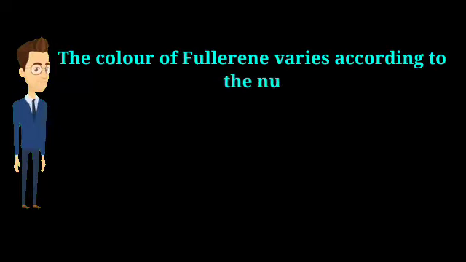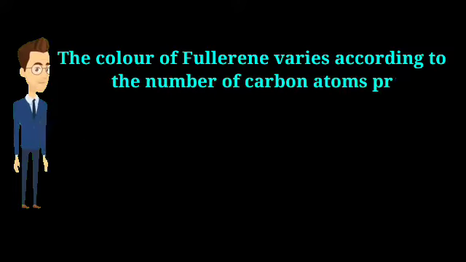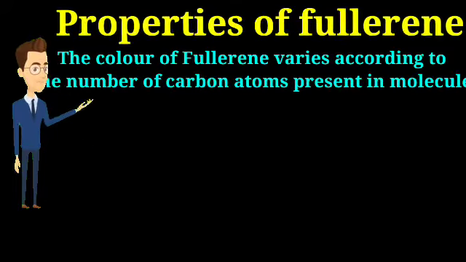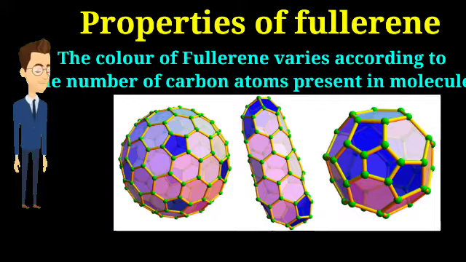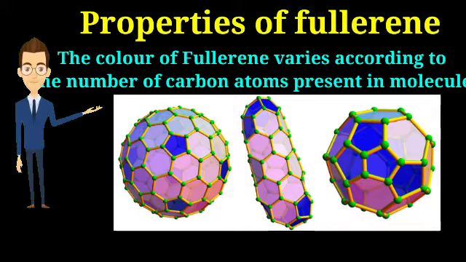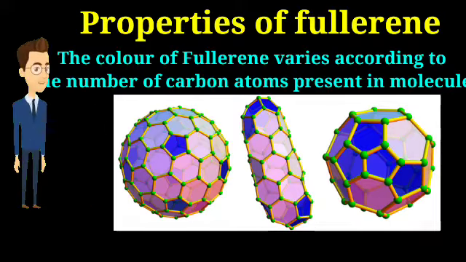Now we will talk about the properties of fullerene. The color of fullerene varies according to the number of carbon atoms present in the given molecule of fullerene. We know that the number of carbon atoms varies from 20 to 900. That's why you can see different colors and different shapes also, because it varies on the basis of the number of carbon atoms present in the structure of fullerene.